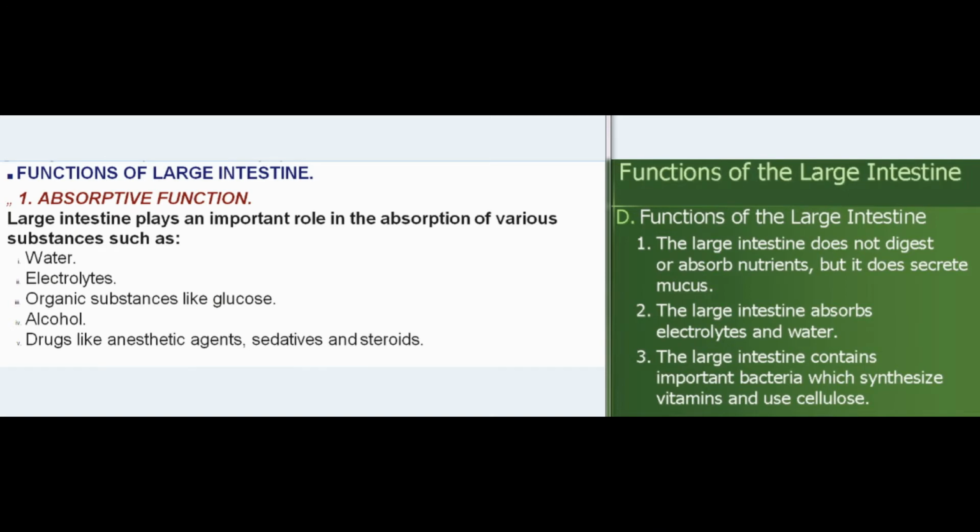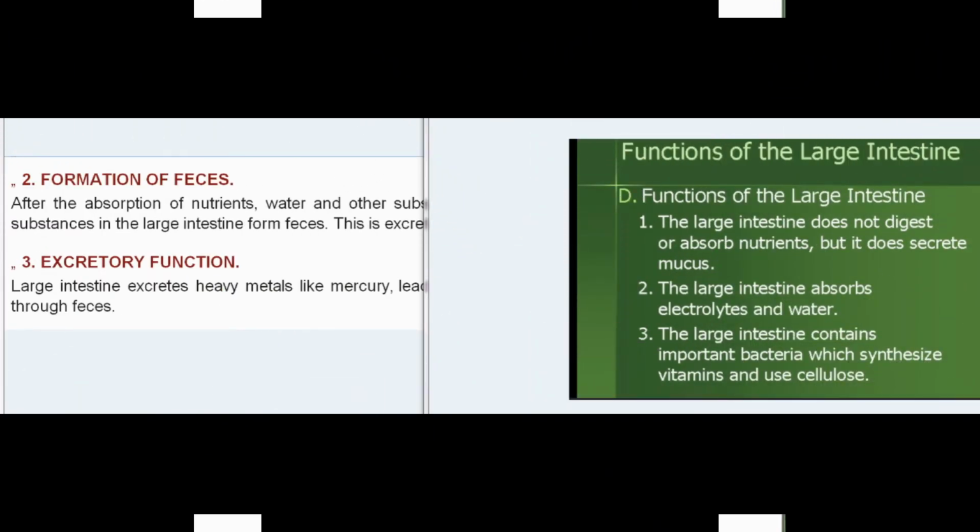Functions of large intestine. 1. Absorptive function. The large intestine plays an important role in the absorption of various substances such as water, electrolytes, organic substances like glucose, alcohol, drugs like anesthetic agents, sedatives, and steroids. 2. Formation of feces. After the absorption of nutrients, water, and other substances, the unwanted substances in the large intestine form feces. This is excreted out.